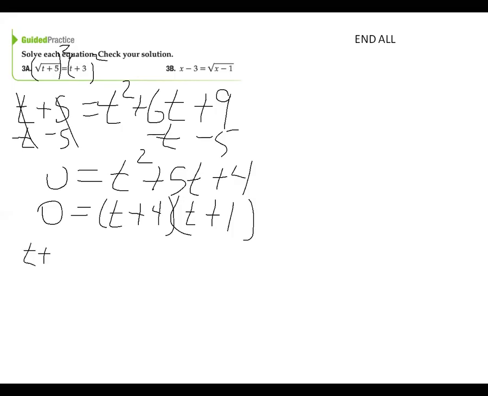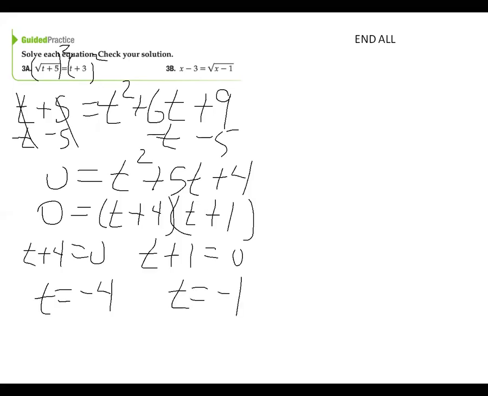So t plus 4 equals 0. T plus 1 equals 0. So here you get t equals negative 4. And here you get t equals negative 1. Now I have to check it in the original equation. So I'm going to check negative 4 first.